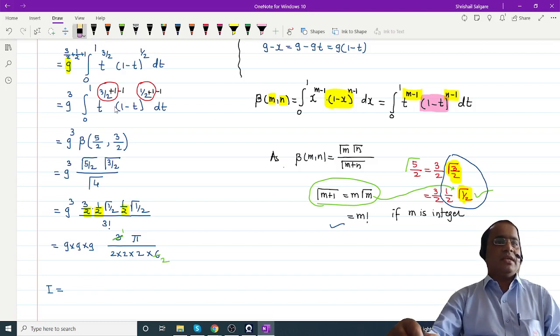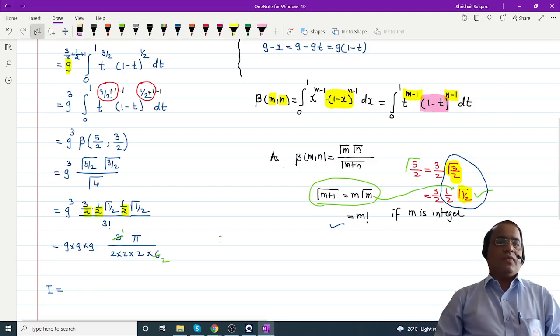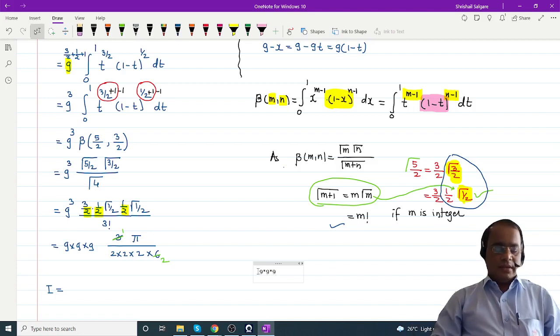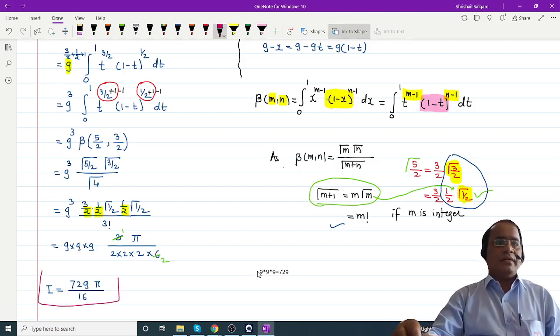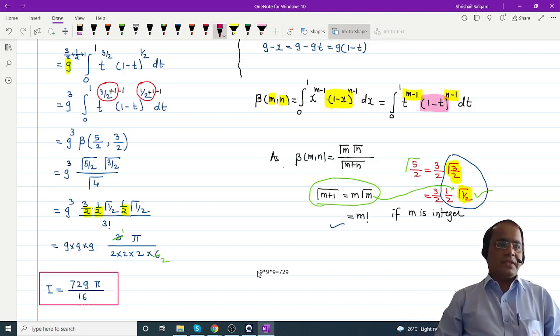Just, yes. What will it come? It is 9 into 9 into 9, that is the numerator, 729 into pi divided by 729 divided by, yes, 16, na? At least say yes or no, whatever calculations I'm doing. Yes, sir. Yes, that is the first answer.